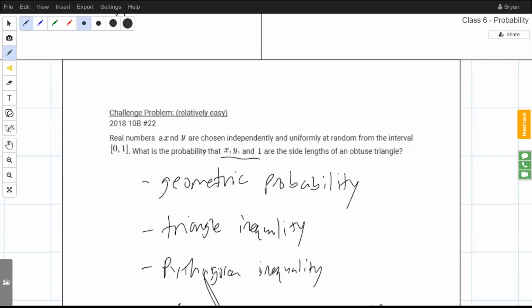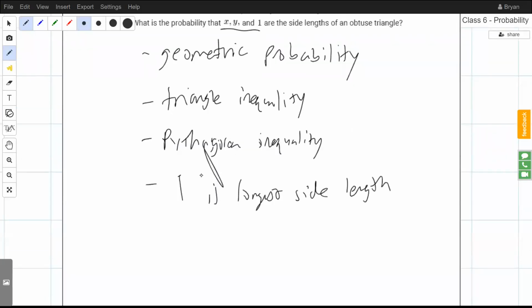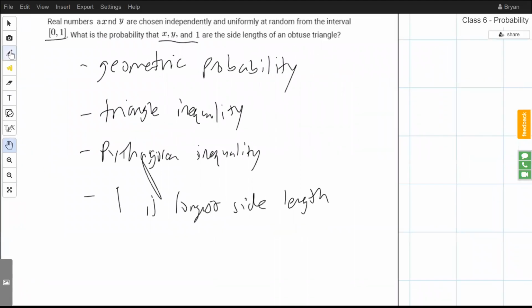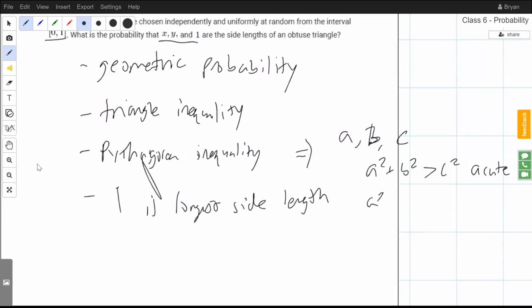Because x and y are both between 0 and 1. Anyway, we know the Pythagorean inequality. This might be the one thing that you guys aren't familiar with. It's basically if you have side lengths A, B, and C of a triangle, where C is the largest side length, then if A squared plus B squared is greater than C squared, this is acute. A squared plus B squared equals C squared is right. And A squared plus B squared less than C squared means it's obtuse.